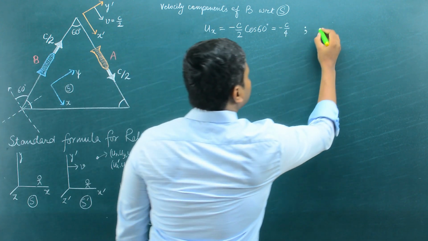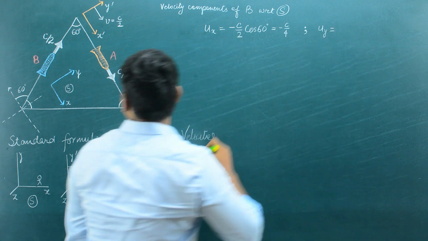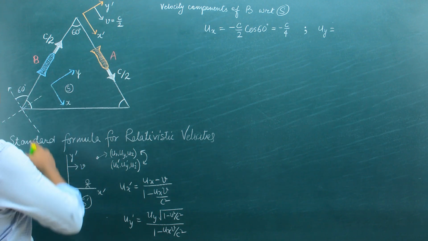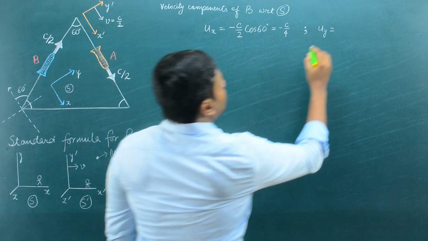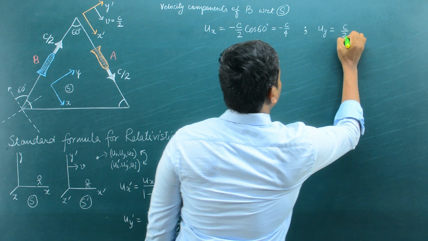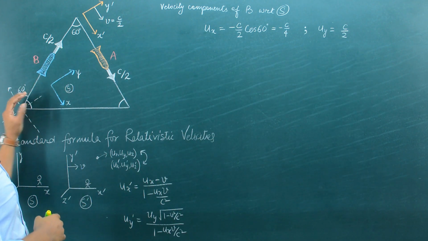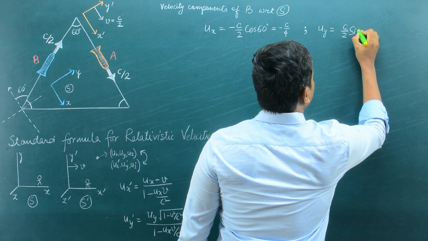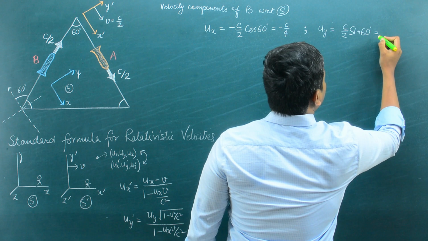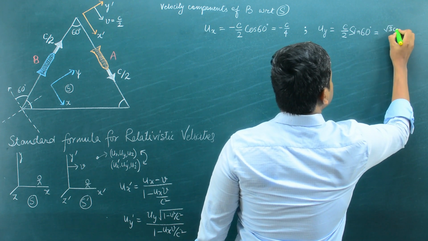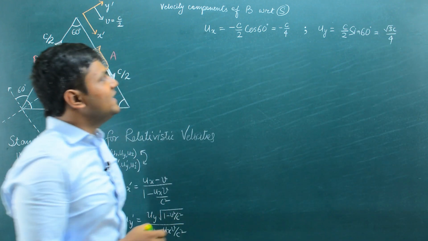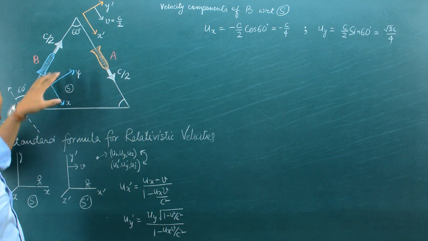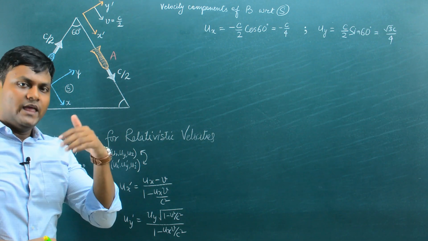Similarly, what is uy? uy is simply equal to the component of speed of B along the y-axis. So this is nothing but c upon 2 sine 60 degrees. If you look at the geometrical construction, it's sine 60 degrees. So sine 60 degrees gives us root 3 c upon 4. That's it. These are the components of speeds of B with respect to the laboratory, the way I have defined the x and y axis.